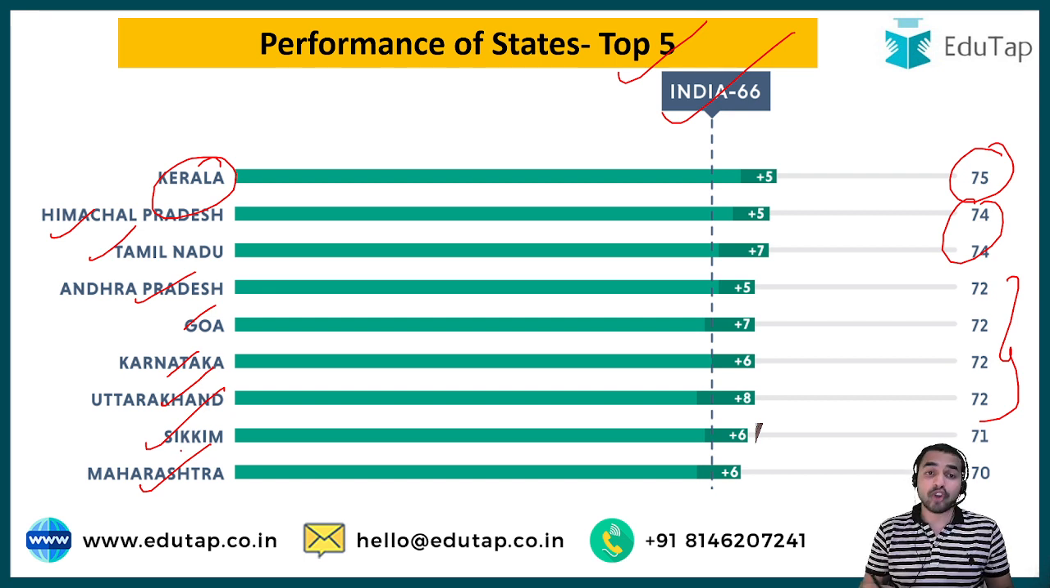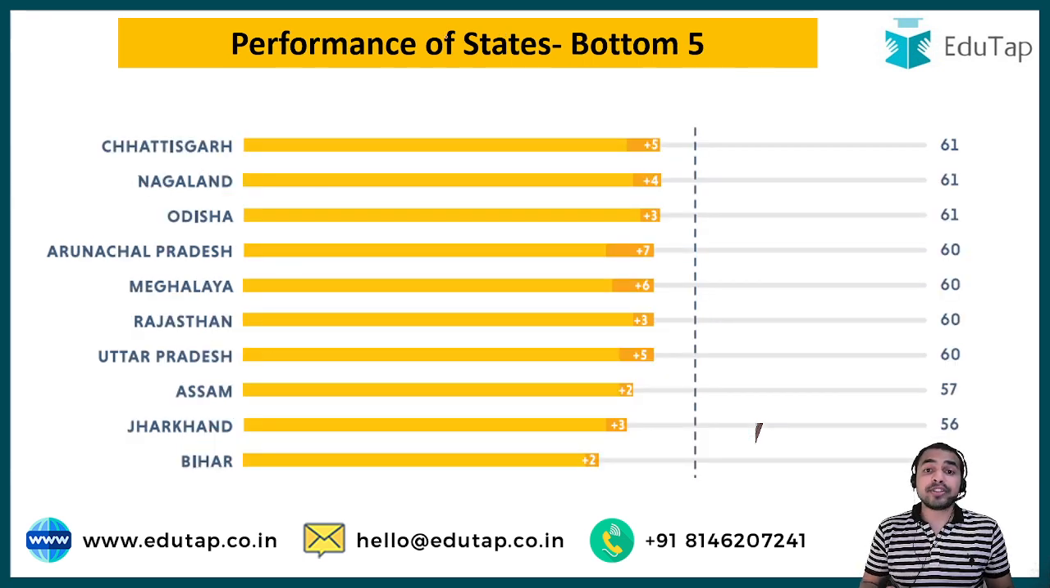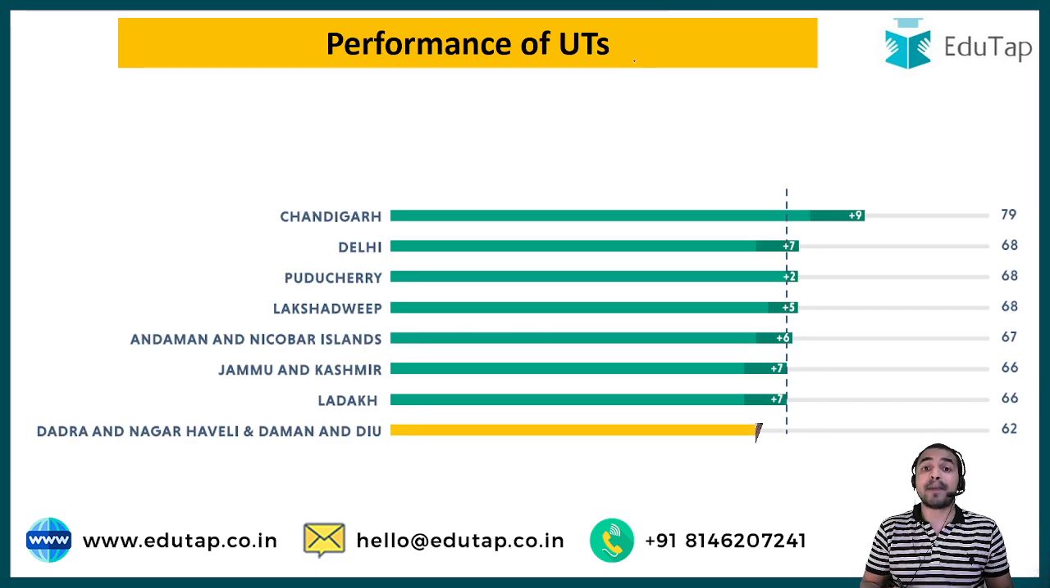And guys, if you talk about the performance of the bottom 5 states, from here we can see that Bihar was the state placed at the bottom of the list with a score of 52, and on the last second position it was Jharkhand with a score of 56. So guys, from here you can also see that these particular states have been denoted by the yellow color. Okay, so guys, now let's see how was the performance of the Indian union territories.